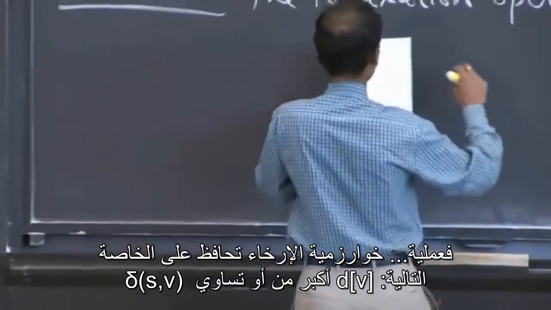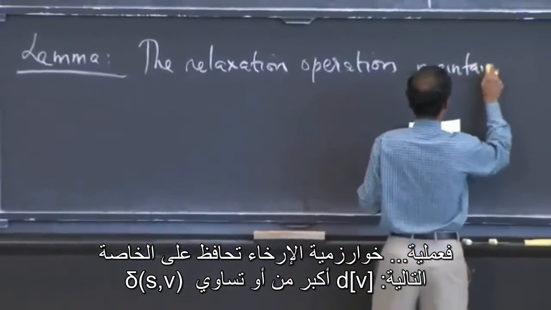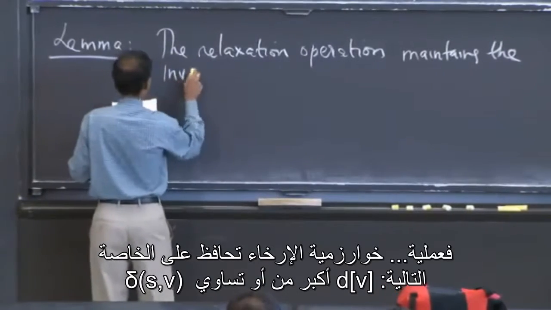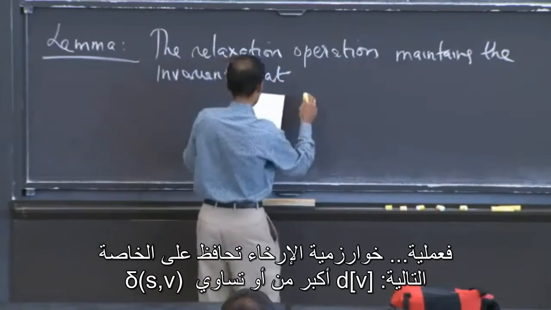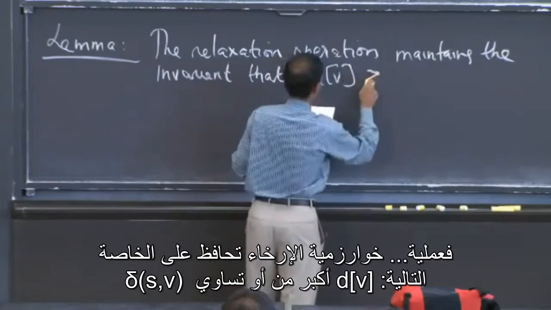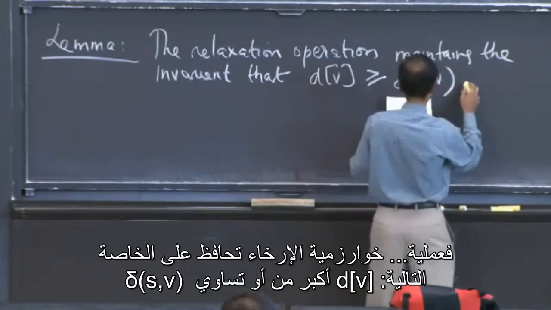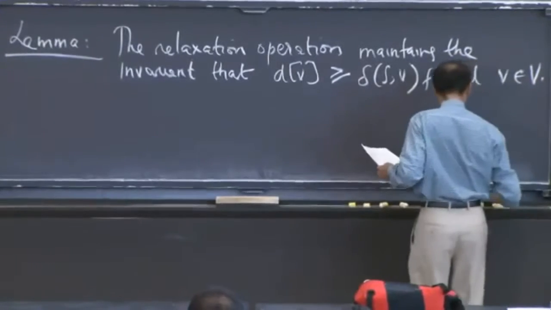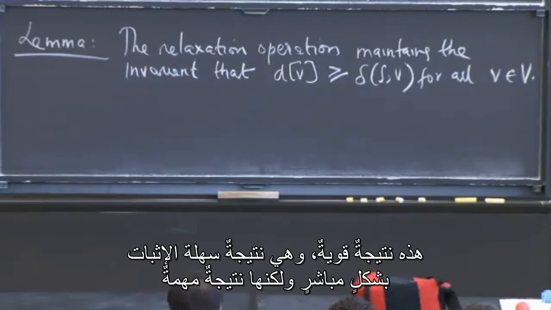Okay, so the relaxation algorithm maintains the invariant that d of v is greater than or equal to delta SV for all vertices. Okay? So that's a powerful lemma. It's a fairly straightforward lemma to prove, but it's an important lemma.